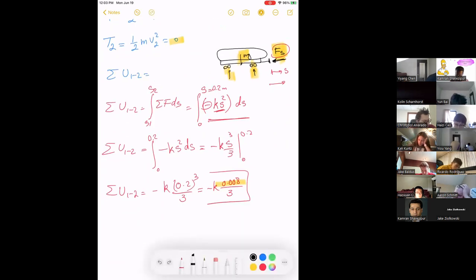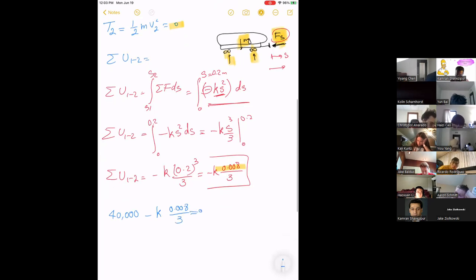oops, 40,000 minus K times 0.08 divided by 3 equals 0, which means K is 120,000 divided by 0.08. It's going to be 1.5 times 10 to the 6.